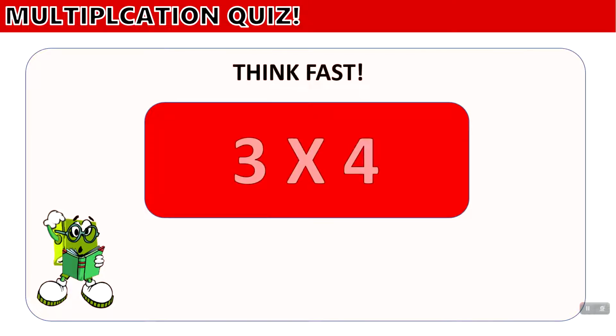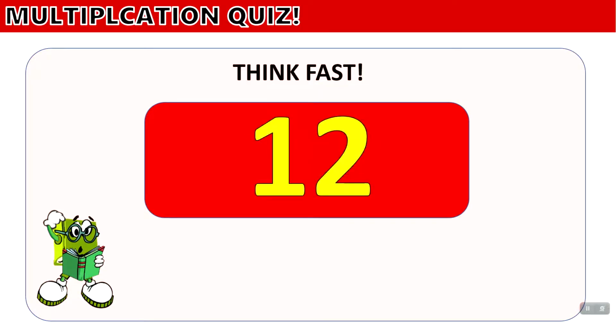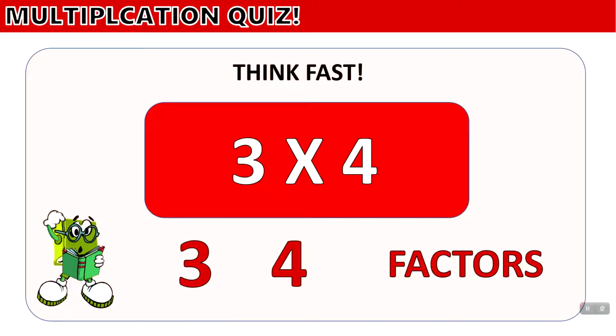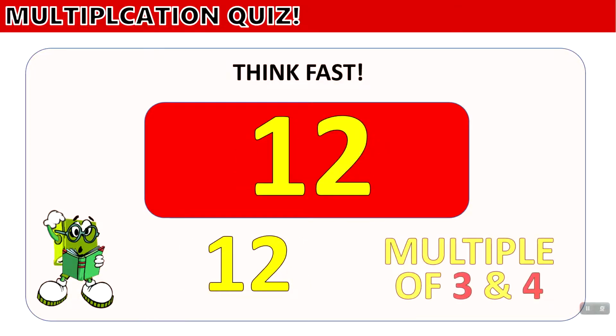Think fast. What is 3 times 4? You probably already said 12. And the 3 and the 4 that you multiplied together to give you 12, those are known as the factors of 12. 12 is a multiple of 3 and a multiple of 4.